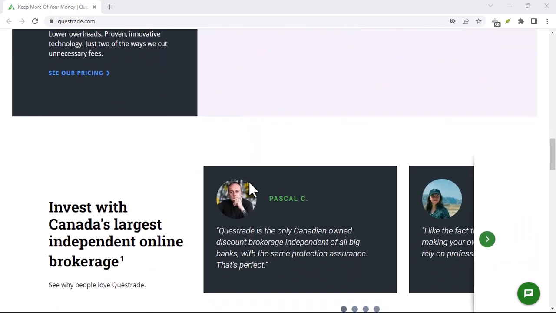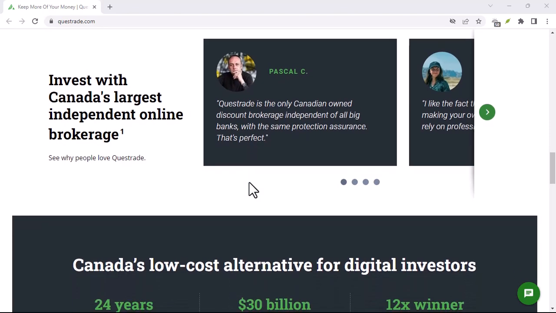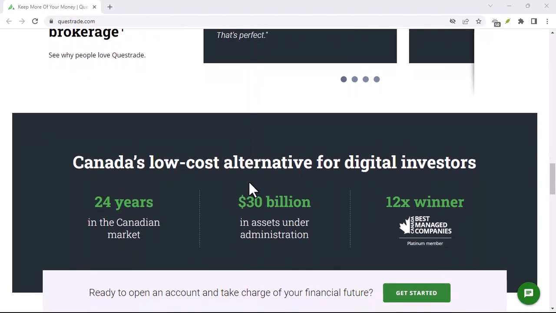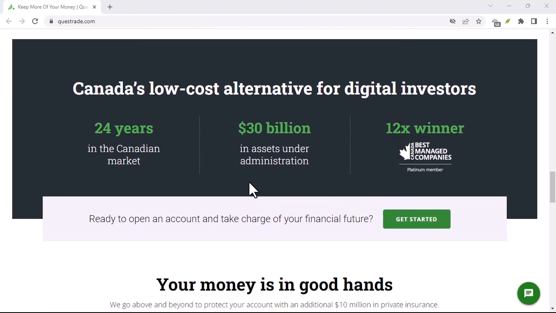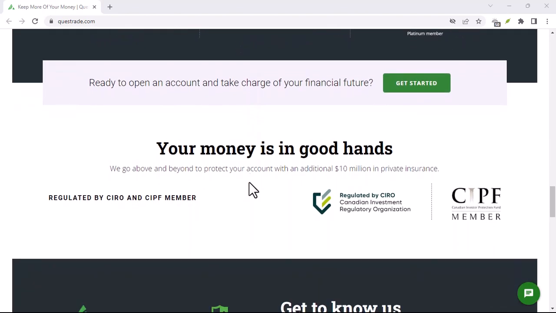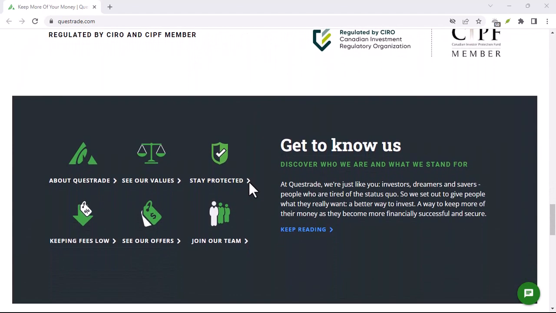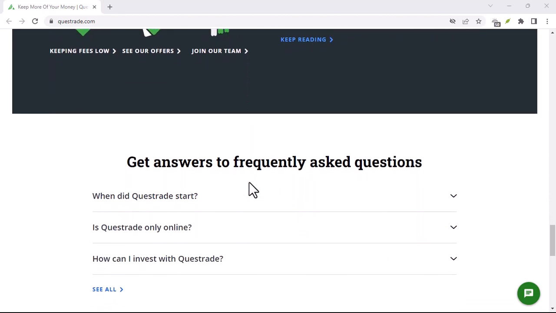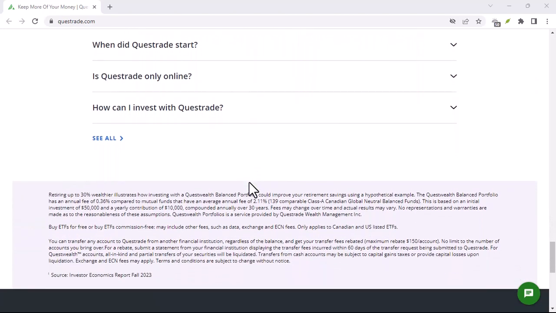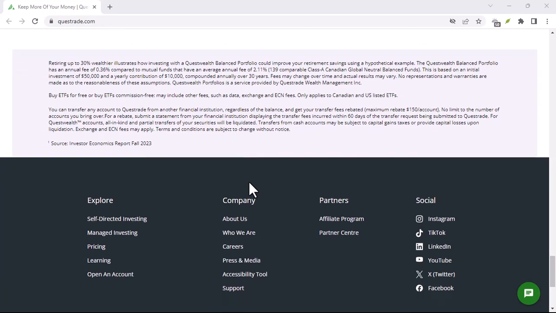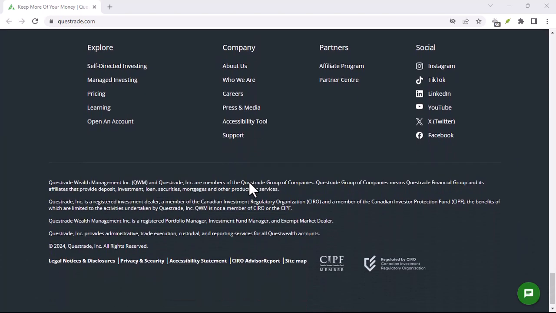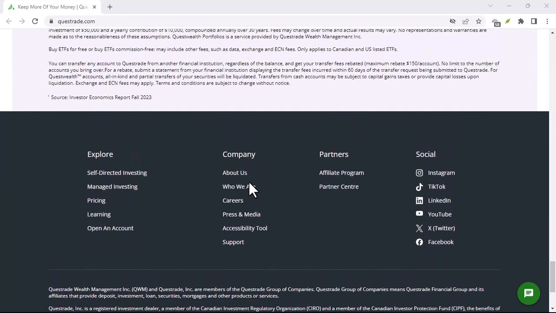Reason number 1, margin magic, or maybe mayhem. Margin accounts are like turbochargers for your investing. They allow you to borrow money from Questrade to buy more securities than you have cash available. It's a great way to amplify your gains, but also magnify your losses. Now, here's the catch. Borrowing money comes with interest.